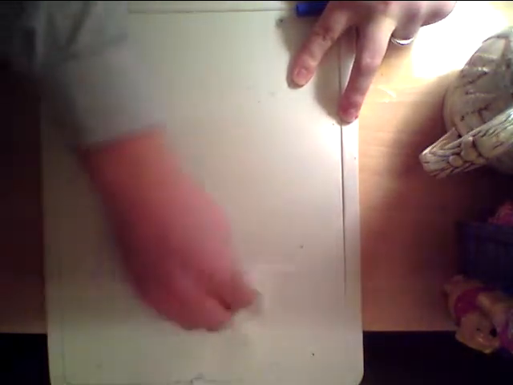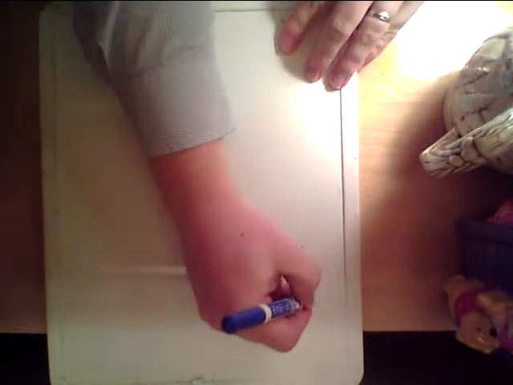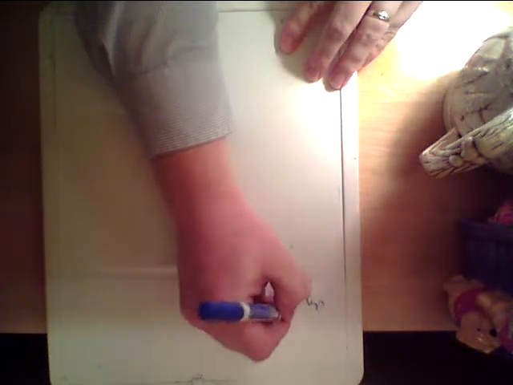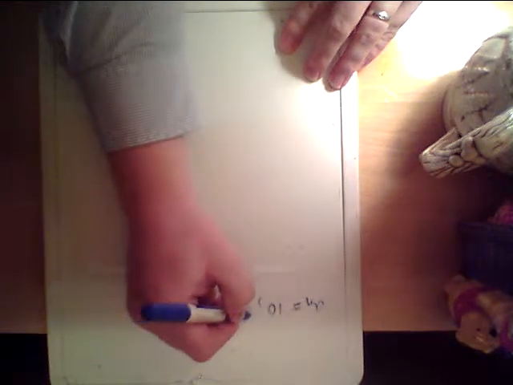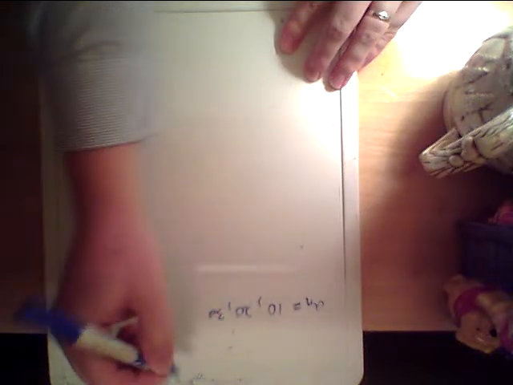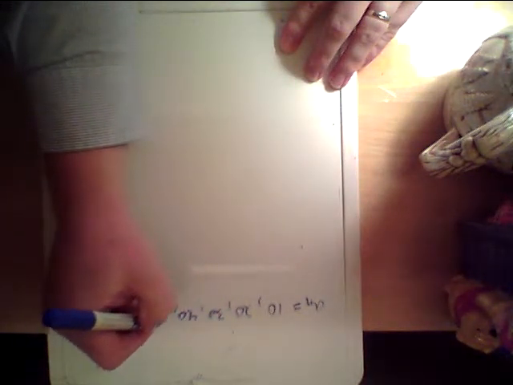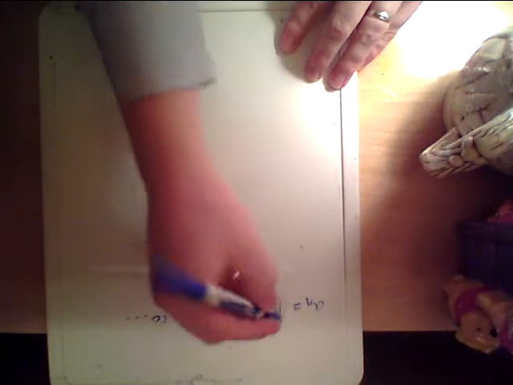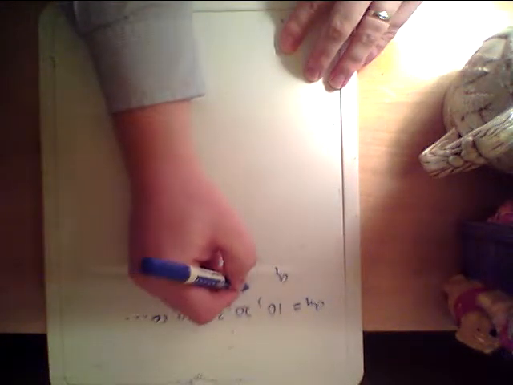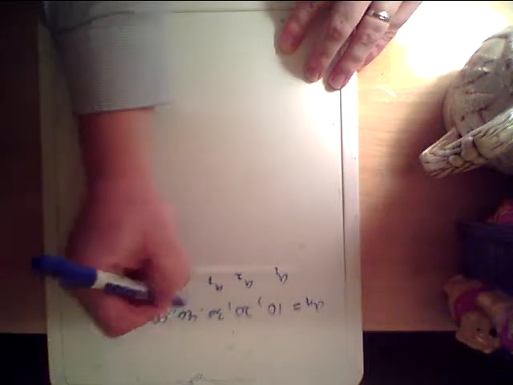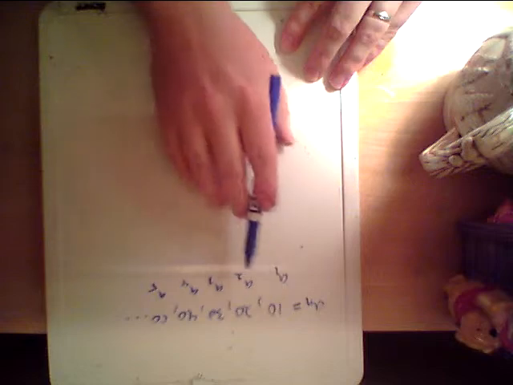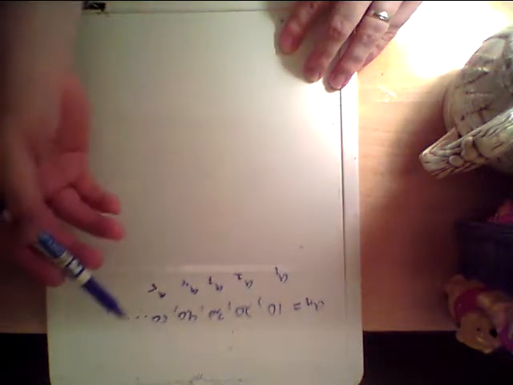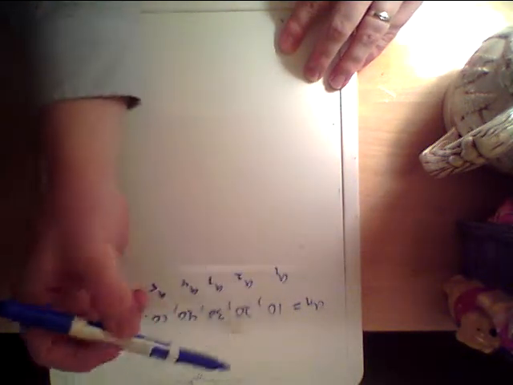So let's say that, let's just do a simple series. We'll define a sub n, and let's just go 10, 20, 30, 40, 50, etc. So this will be a sub 1, this is a sub 2, a sub 3, a sub 4, and a sub 5. So the first term is 10, the second term is 20, the third term is 30, etc. Right? We can define this one of two ways.